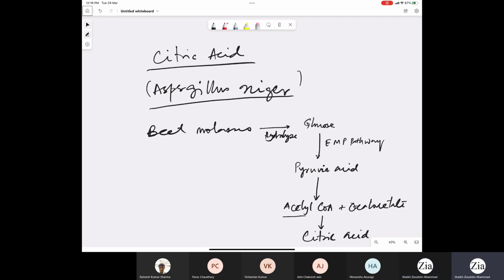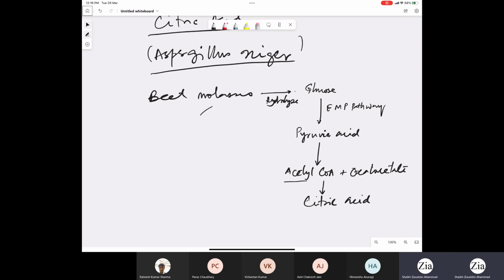So essentially, the hydrocarbon or polysaccharide present in the molasses will get hydrolyzed, or you can say saccharification will happen here, and then we'll get glucose. And from glucose, it will follow the EMP pathway to get pyruvic acid, and from there, it will have acetyl-CoA and oxaloacetate. And these two compounds will go through the condensation reaction, and after condensation, it will produce citric acid.